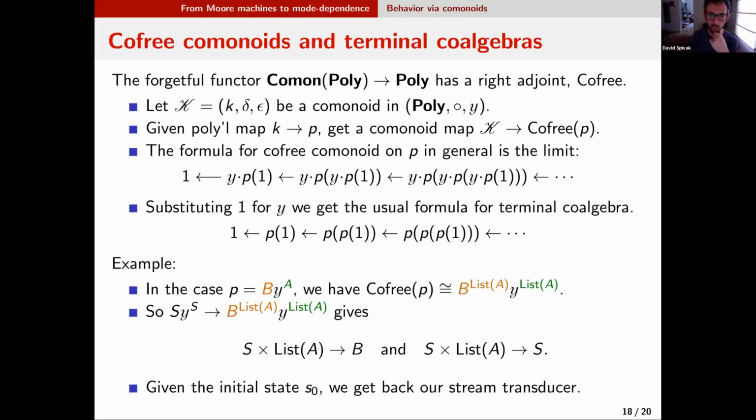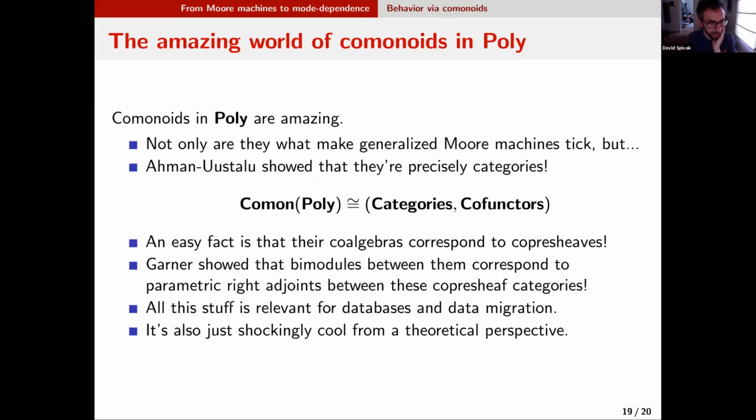But the point is, what really made this work is comonoids. And my love affair with Poly is really, to a large extent, about comonoids. Not only are they what make Moore machines tick, but Daniel Ahman and Tarmo Uustalu proved that they're precisely categories. So comonoids in the category of Poly are categories, full stop, or maybe comma, and the morphisms between comonoids are not functors, but cofunctors. These are what Bryce was talking about earlier today, cofunctors between categories. So the category of categories and cofunctors does arise, as he said, as categories with spans of discrete opfibrations and, I think, fully faithful or bijective-on-objects functors.